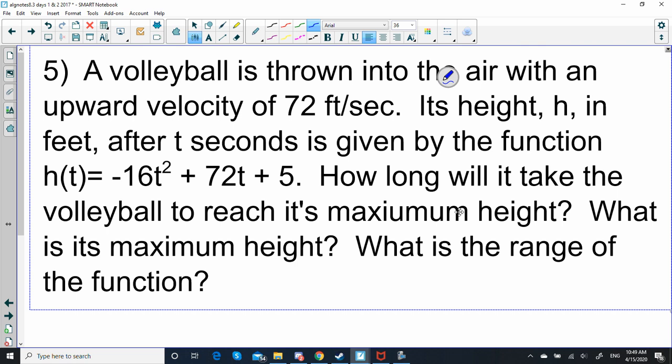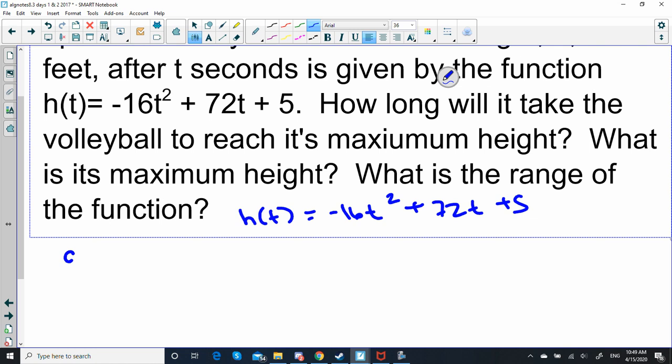How long will it take the volleyball to reach its maximum height? And what is the maximum height? And what is the range? So we've got 3 things to answer. Everything's about the vertex here. So we're going to use the formula, or actually I'm going to write the equation down first. So A is -16, B is 72, and C is 5.